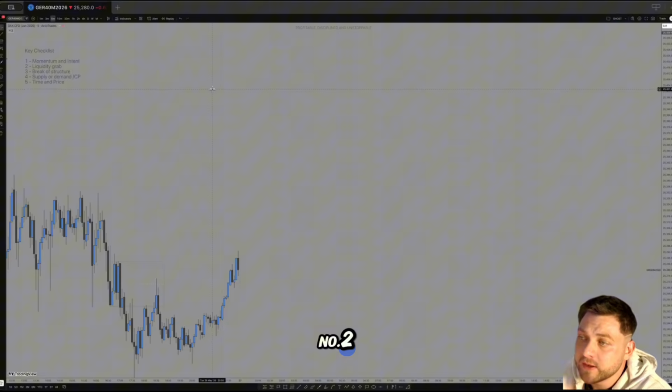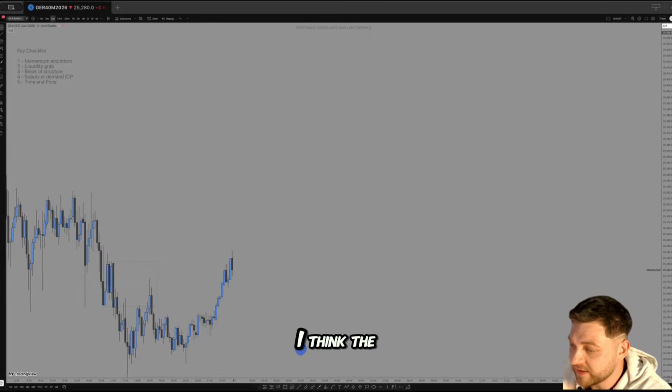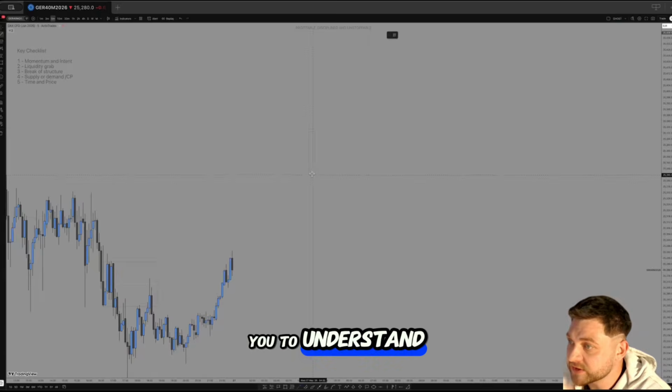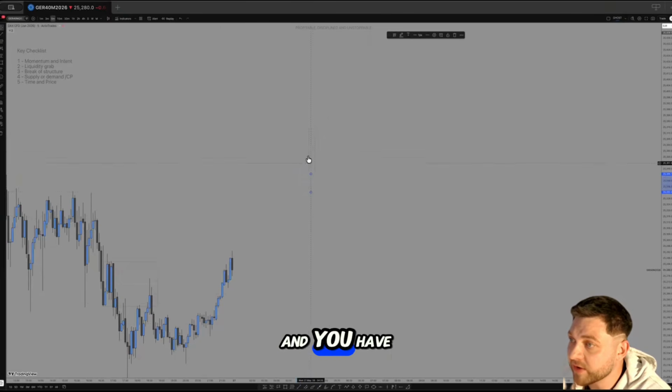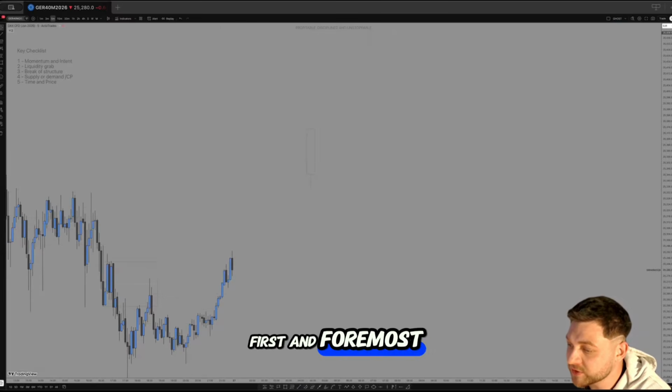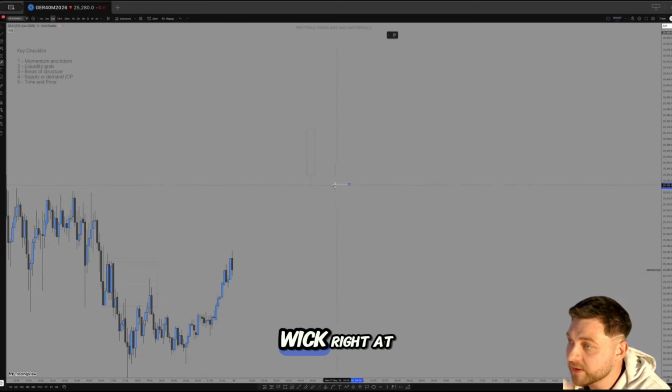Number two, liquidity grab. I think the best way for me to explain that is for you to understand that if you have the wick, you have the candle like this, for instance, first and foremost, you have your wick right at the bottom.